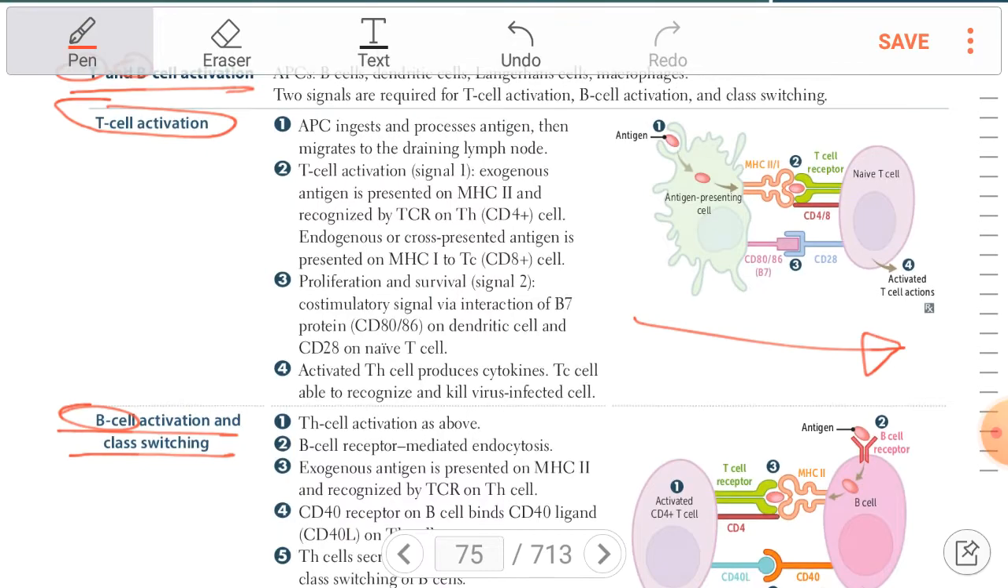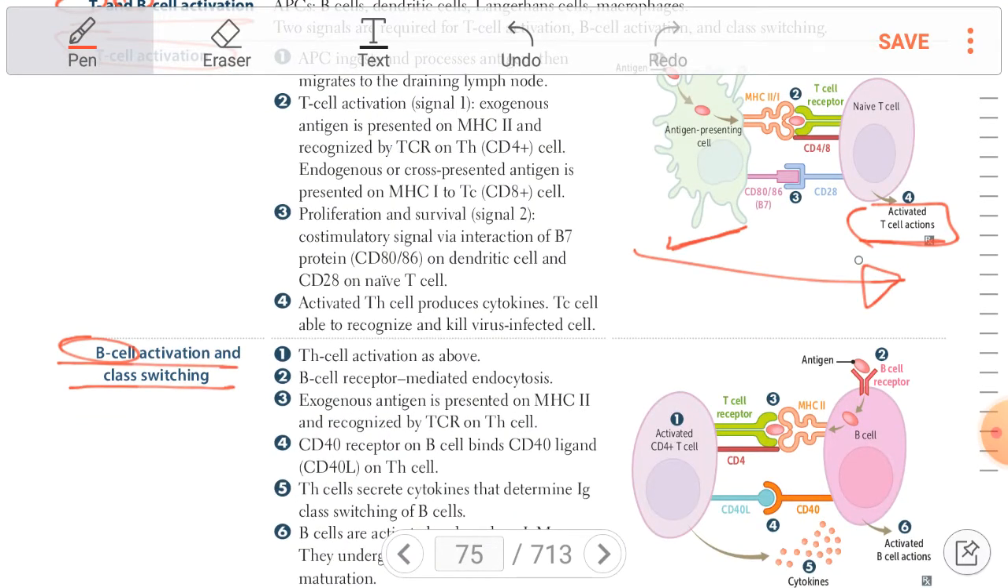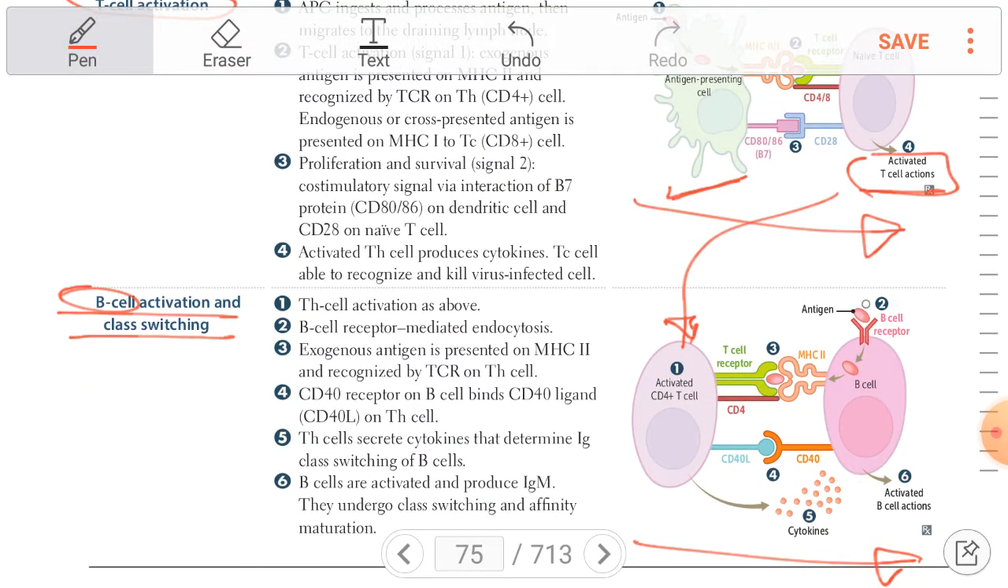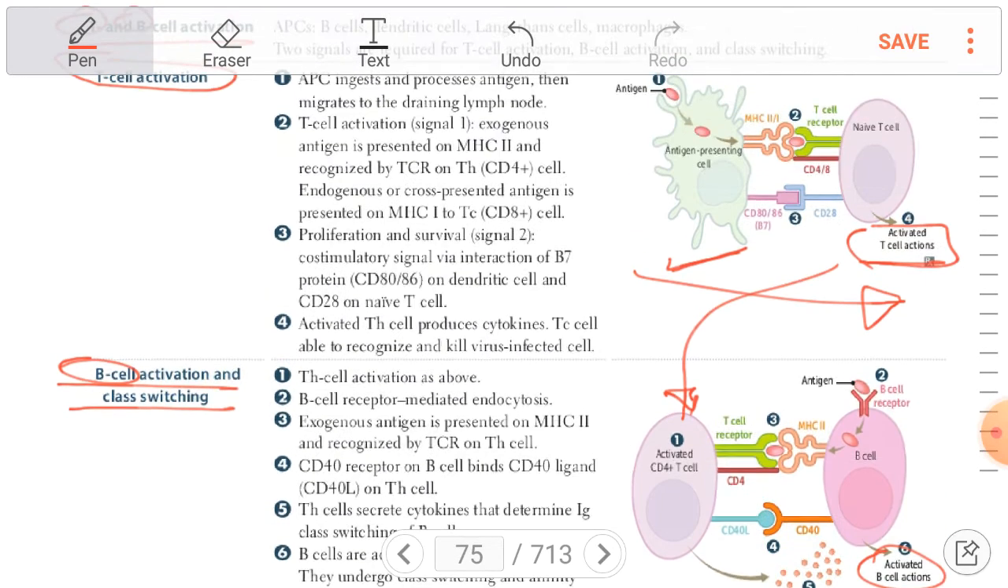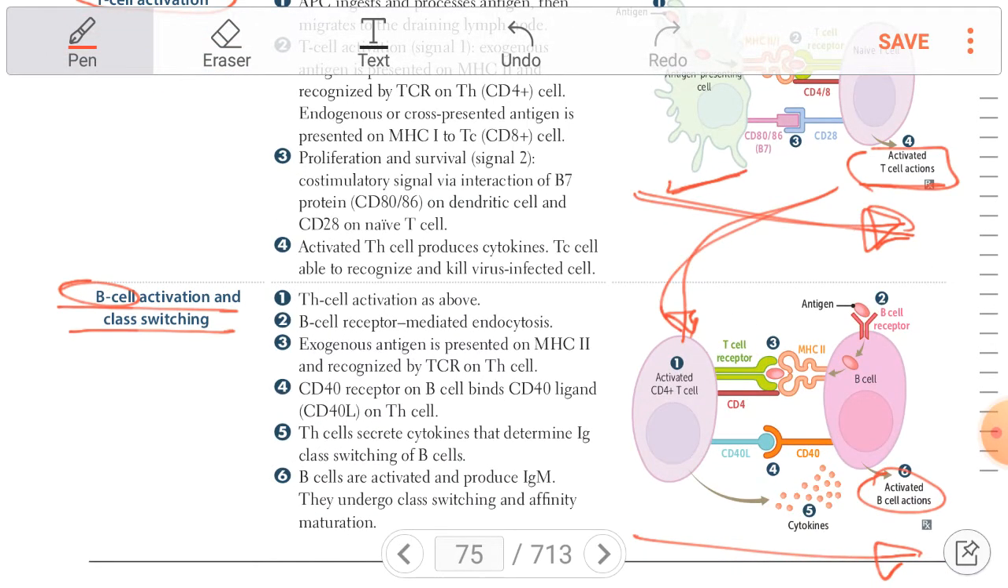So this is called what? Antigen presenting cells. And this is called what? This is the activation of T cells. This is a T cell. Then this T cell will go here, and then it will activate the B cell. So at first there is activation of T cell, then the T cell will go here, then it will activate the B cell.